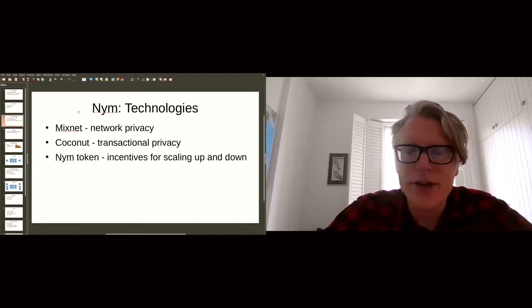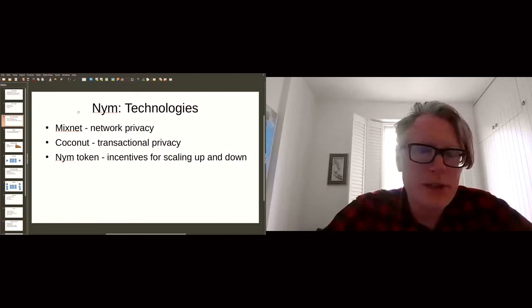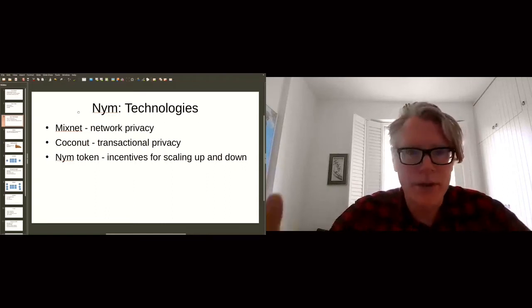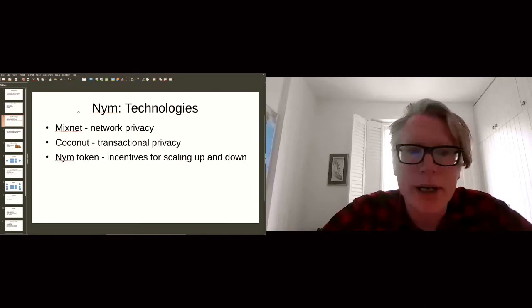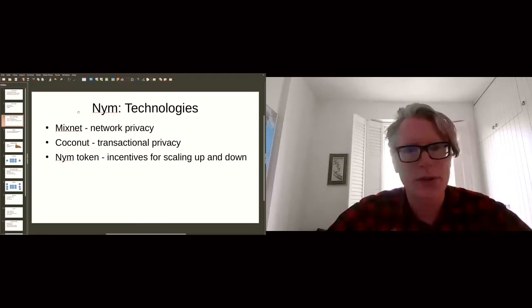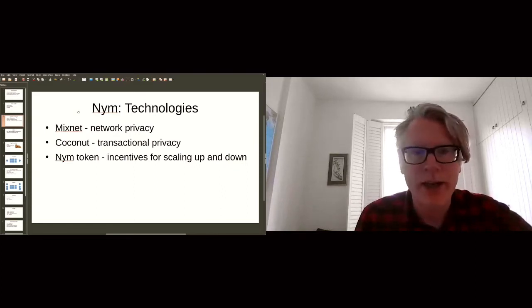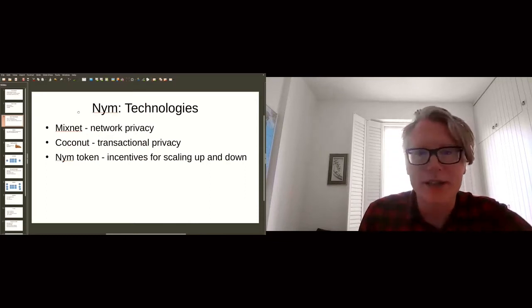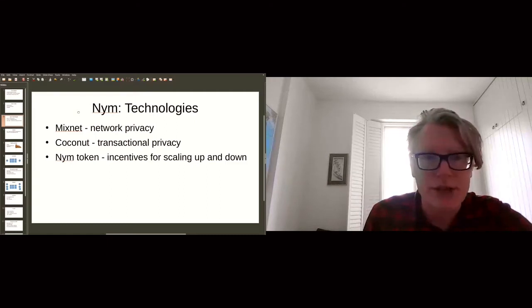When we talk about transactional privacy, and network privacy for that matter, Nym can be used for blockchain systems, and it's worth understanding that that's our first place that we're going. But we're thinking of this as a general purpose system. So we're trying to build technologies that can be used in blockchains, but then will also be able to be rolled out into other areas, like the wider internet. The last of these three technologies is the Nym Token, which provides incentives for scaling the system up and down. I'll talk about each of these three technologies in succession.